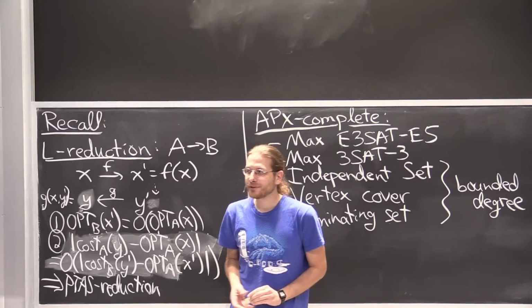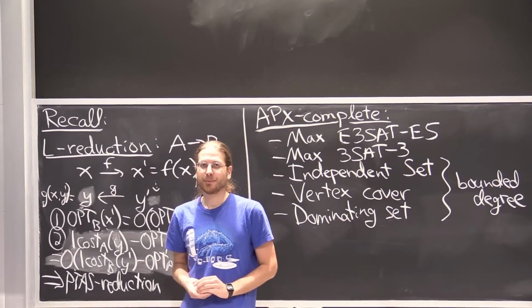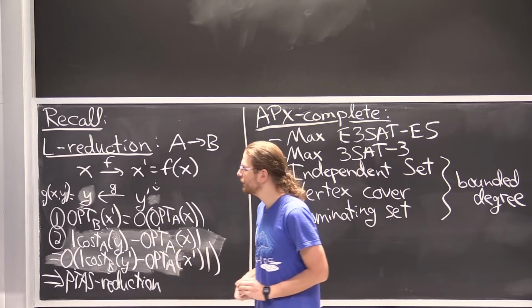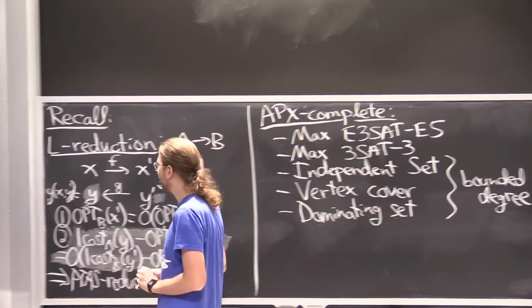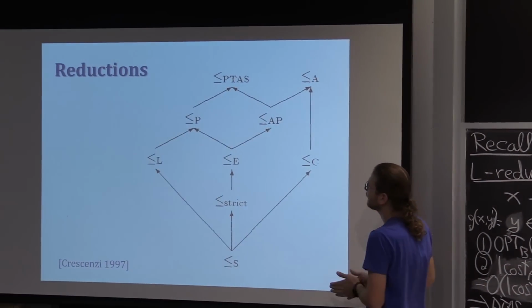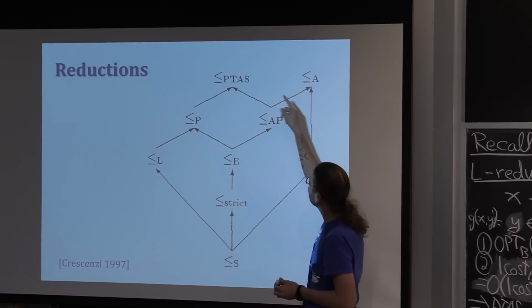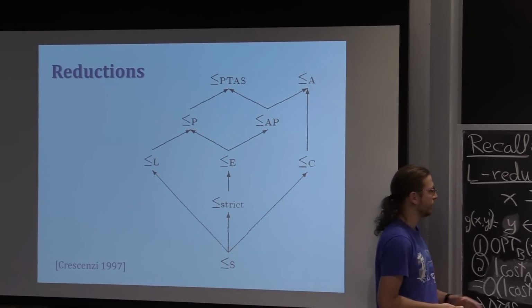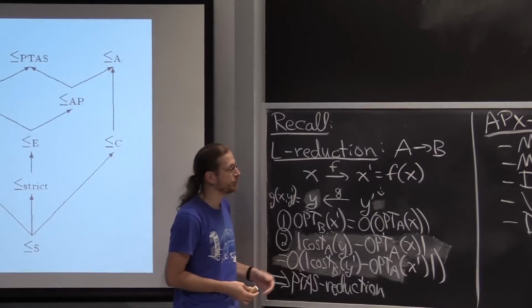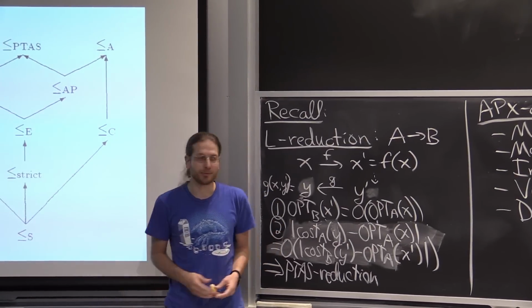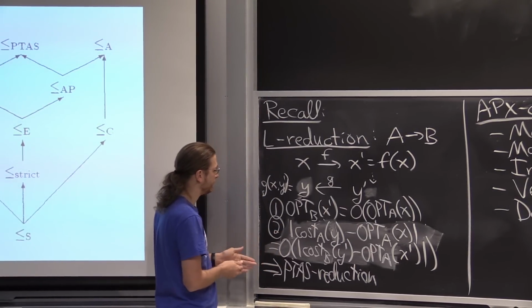All right, today we continue our theme of approximation, lower bounds, inapproximability. Quick recap of last time. We talked about lots of different reductions. In particular, we talked about PTAS, AP, and L reductions. And we'll be using L reductions almost exclusively today, except the occasional strict reduction, which is even stronger in a sense.